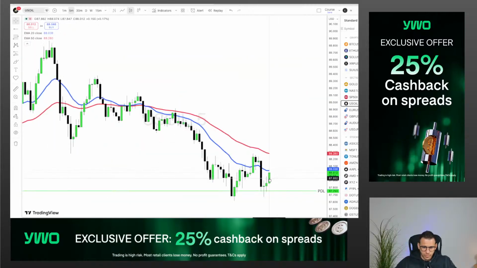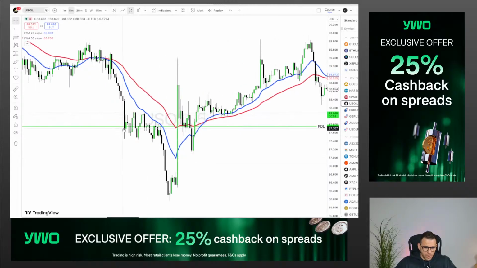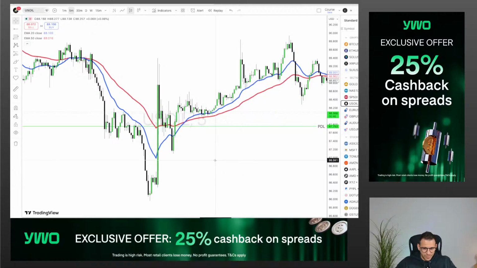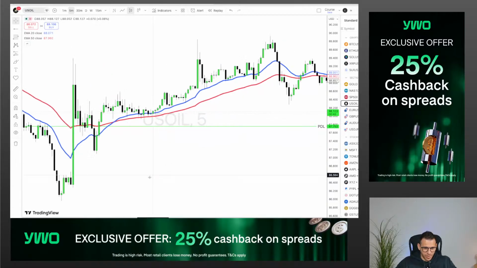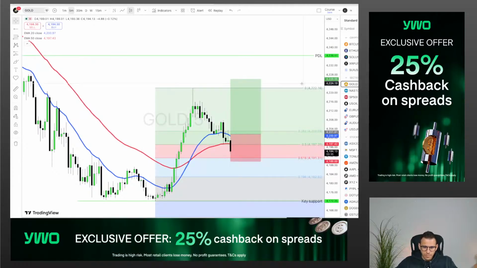Oil. Yesterday, where was it? Yesterday we had kind of weird fluctuations on the oil. Look at this candlestick, how it pushed up.